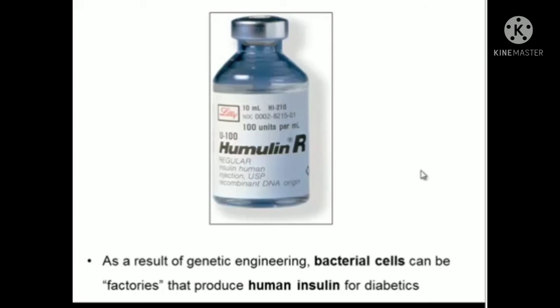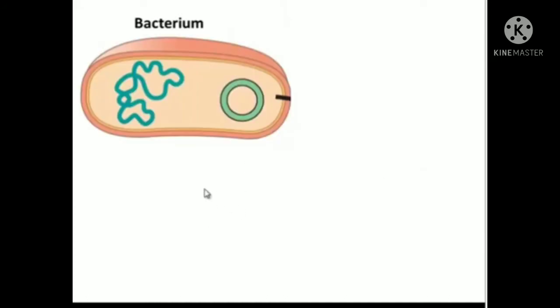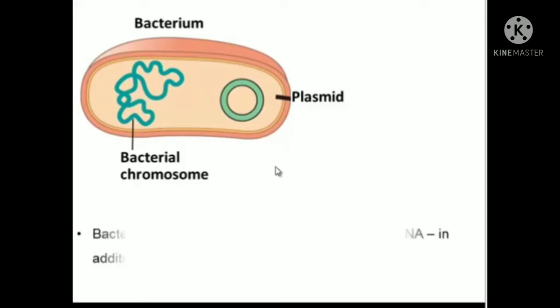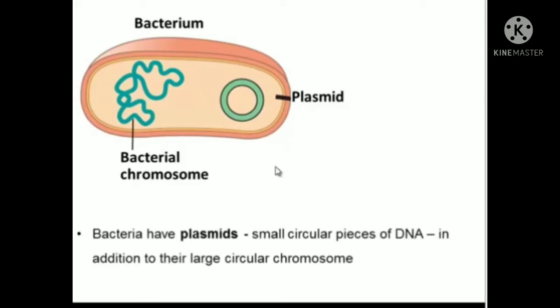So here's how it works. First of all, let's start with the bacterium. Why would we use a bacterium as a human insulin factory? Well, one reason has to do with the genetic structure. Bacteria have a big circular chromosome, but they also have smaller loops of DNA called plasmids. And it's very easy to move plasmids into and out of cells. So that's one advantage to using bacteria.